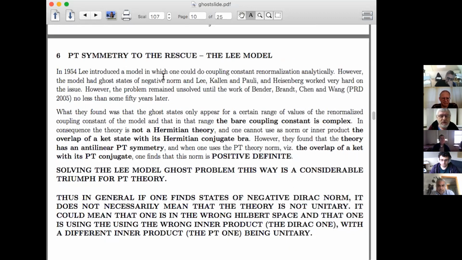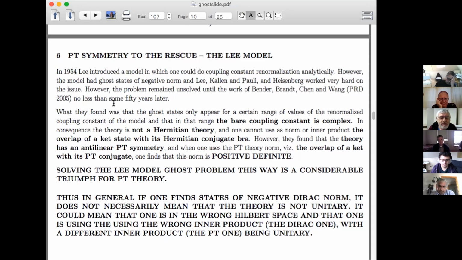When Lee introduced this model, the interest in it was that you could do coupling constant renormalization analytically, rather than just do it perturbatively. The model, unfortunately, did have ghost states of negative norm, and as I mentioned, Lee, Källén, Pauli, and Heisenberg worked very hard on the issue. The problem remained unsolved until the work of Carl Bender and Brandt and Chen and Qinghai Wang in 2005, no less than 50 years later.